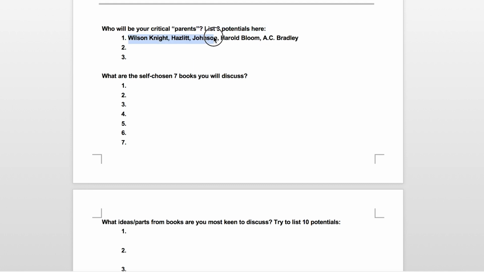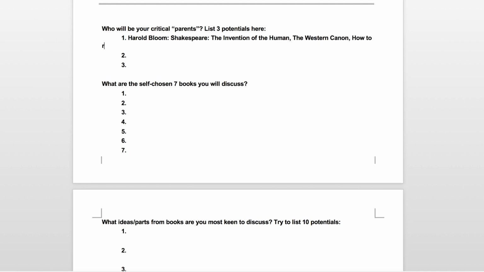But for me, one of my critical parents is 100% Harold Bloom. And I'd read things like Shakespeare: The Invention of the Human. I would read The Western Canon. I would read How to Read and Why. And if you want a real challenge, I'd read The Anxiety of Influence.